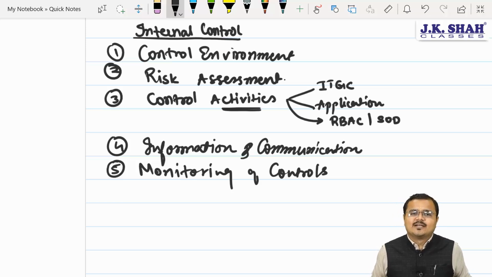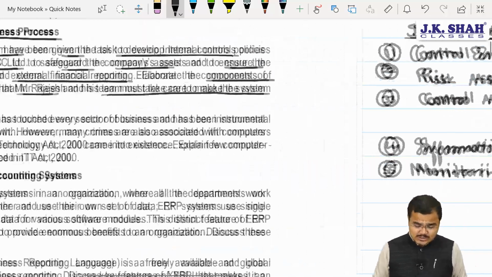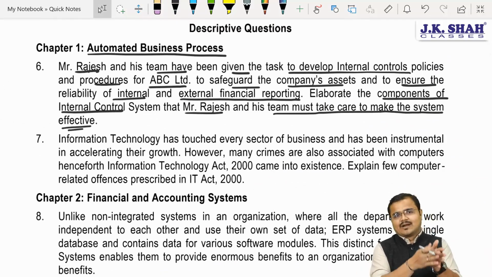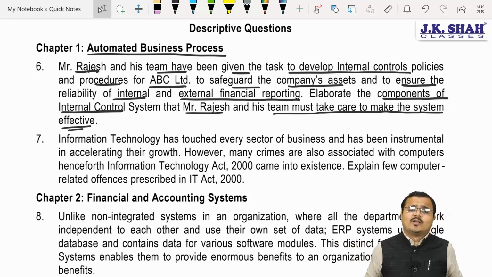Am I very clear to you, chartered? Yes, sir. Now, people, generally students sometimes get tense when they are asked a case study based question. Here, Mr. Rajesh's name is given, and his team has been asked to develop the internal control policy and procedure.